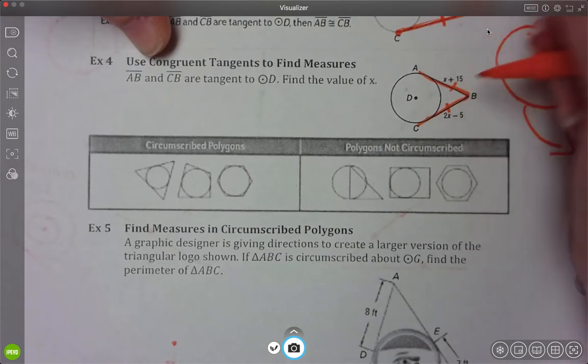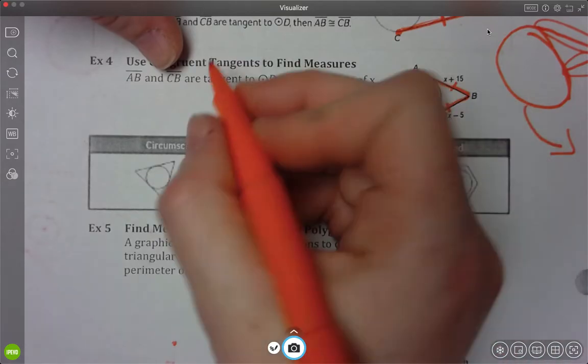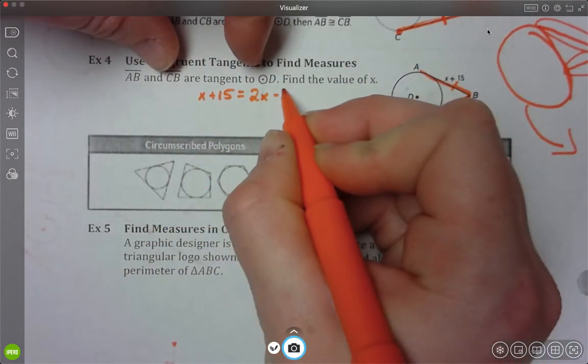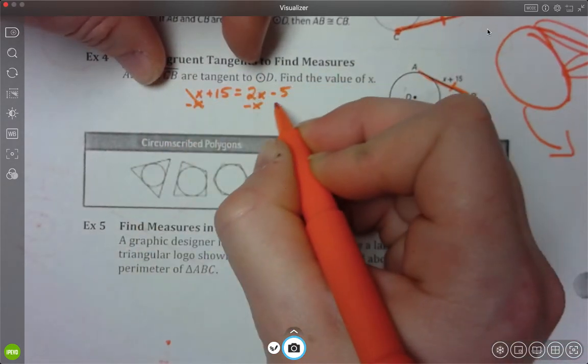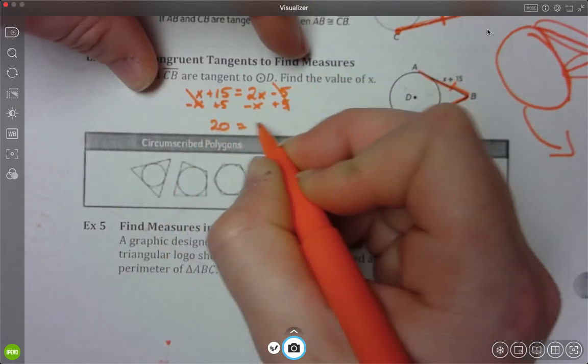We know that these two have to be the same length, otherwise the ice cream cone is going to fall off. Okay, so I have x plus 15 has to be equal to 2x minus 5. And I just combine like terms. So I'm going to subtract the x, and I'm going to add the 5. I'm going to do those both at the same time. So I have 20 equals x.